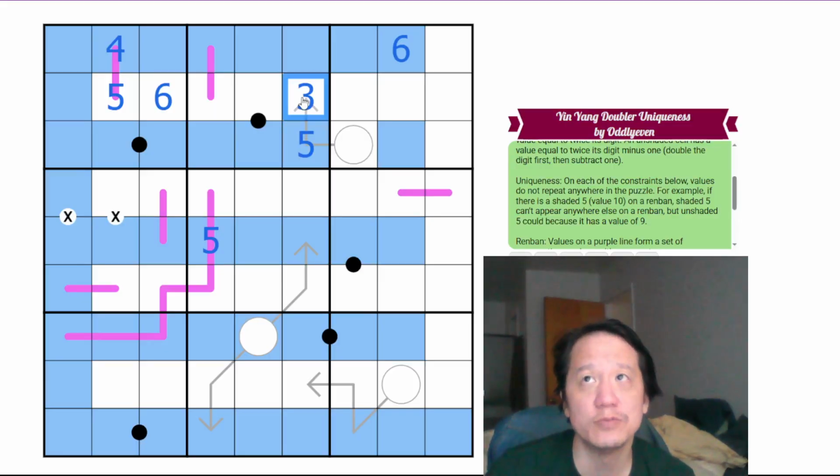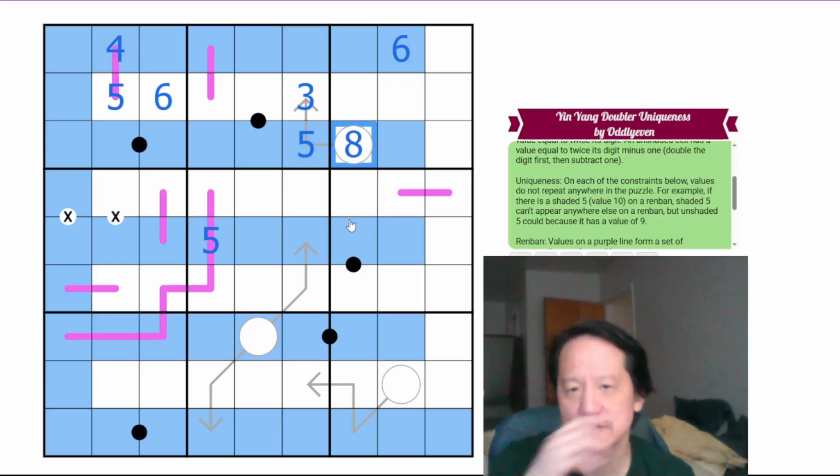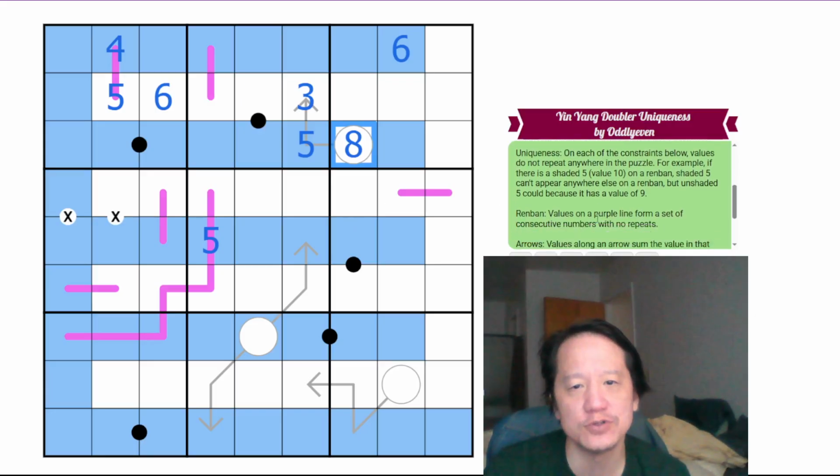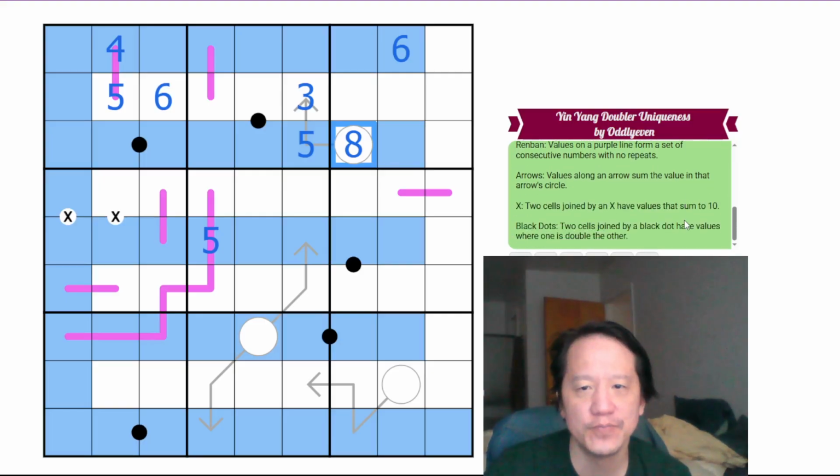So 3 times 2 minus 1 is 5. 5 times 2 is 10. So that would be 15. And therefore you could have 8 here, which, since this is unshaded, would be value of 8 times 2 minus 1, which is 15. So the values here must sum up to the value that's in the circle. And that's an example of how arrows work.